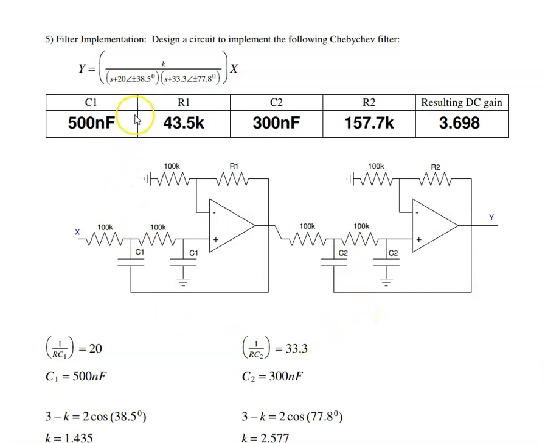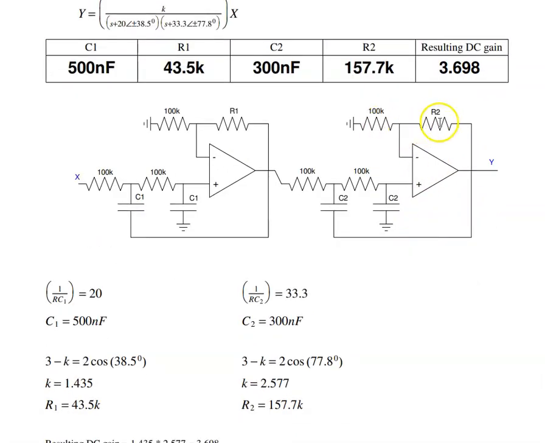Problem 5 is to repeat for a Chebyshev filter. It's really about the same. The first pole has an amplitude of 20, so one over RC is 20, making C 500 nanofarads. The angle is 38.5 degrees, so 3 minus K is 2 times the cosine of the angle, K is 1.43, making this 43K. Second stage, amplitude is 33, which gives you 300 nanofarads. Angle is 77.8 degrees, which gives you a gain of 2.57, and this is 157K. The resulting DC gain is 1.43 times 2.57, 3.69.